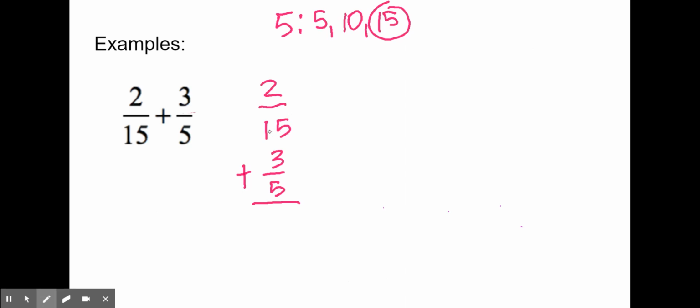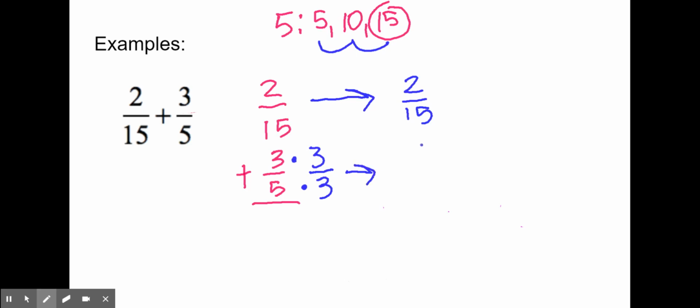We know that the denominator we want is 15. So I'm just going to rewrite this as 2/15. But I do have to make an equivalent fraction for 3/15. I know I multiply 1, 2, 3 times. So I have to multiply 5 times 3 to get to 15. My form of 1 is 3/3. So 3 times 3 is 9. 5 times 3 is 15. Add those together, and I get 11/15. And that's as simple as it is for this addition.